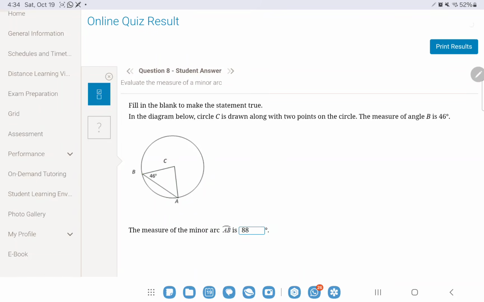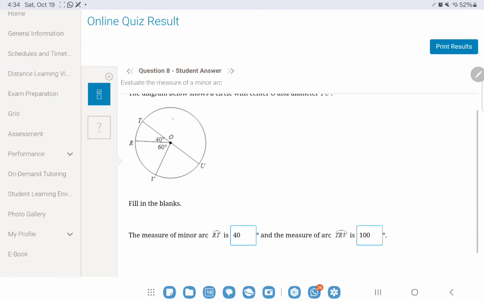Next question. So they're telling you the measure of the minor arc RT. So where is it? You have RT over here. They told you it's 40. The measure of TRV. So they want TRV. So this. If this is 40 and this is 60, add them. 40 plus 60 is 100. Now let's go on to the next one.